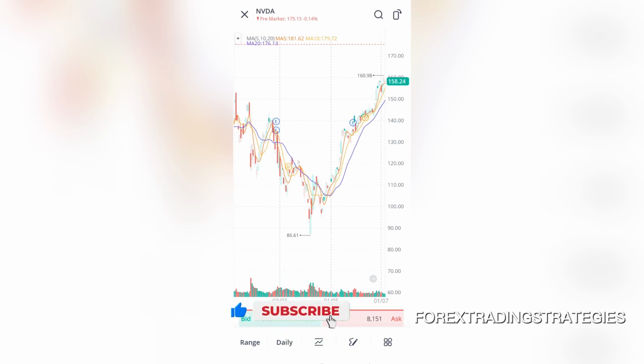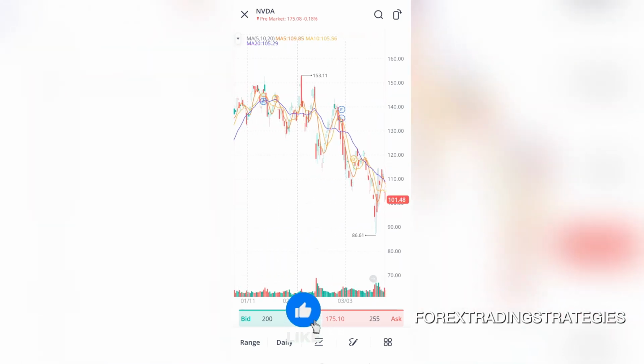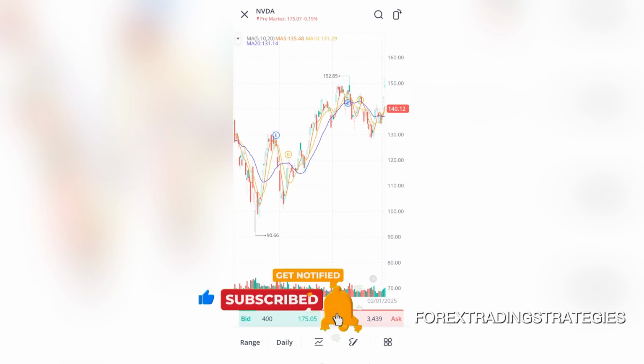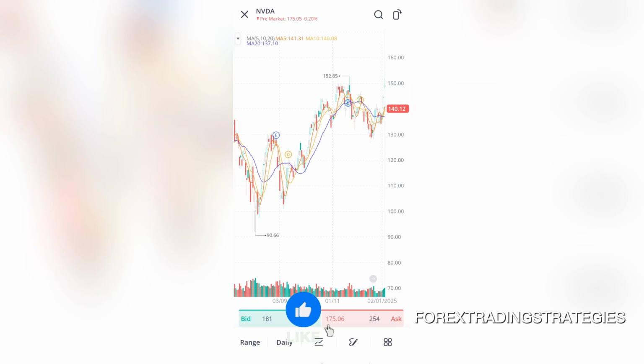Then another reason might be currency mismatch. If your money is in USD but you're trying to withdraw in, for example, Australian dollars or another currency, you might need to convert it first before you are able to withdraw it. So that might be another reason why you are not able to withdraw your cash.